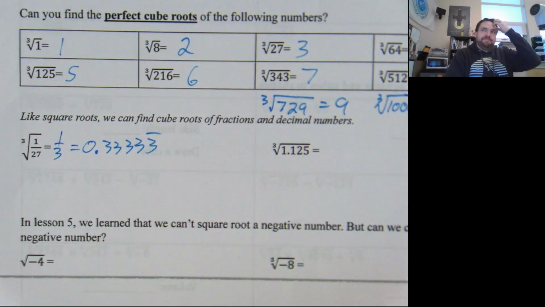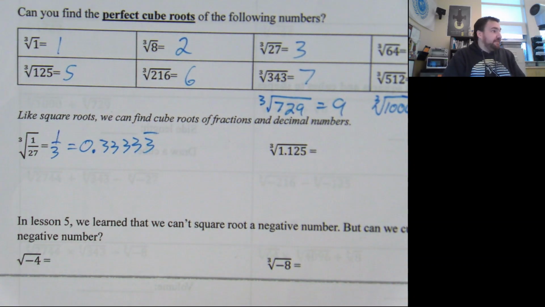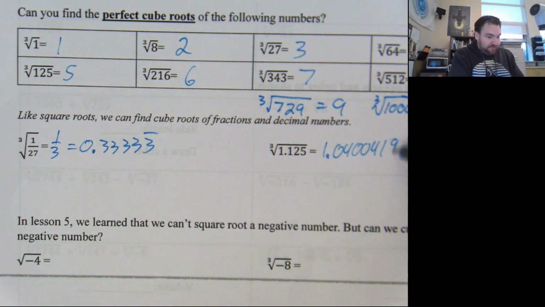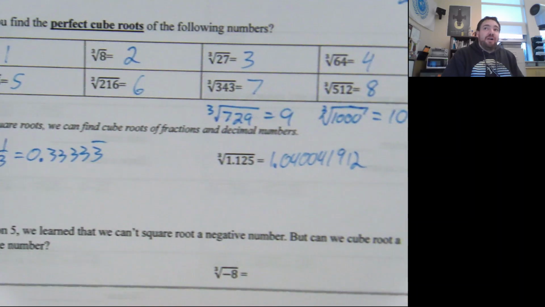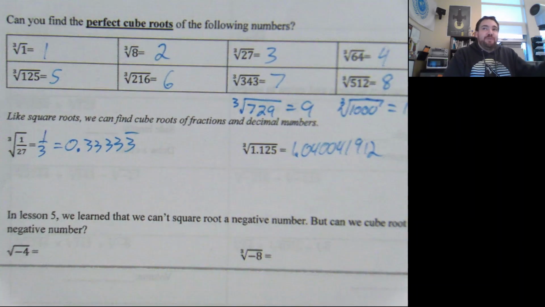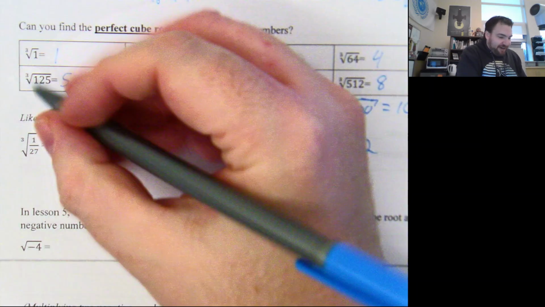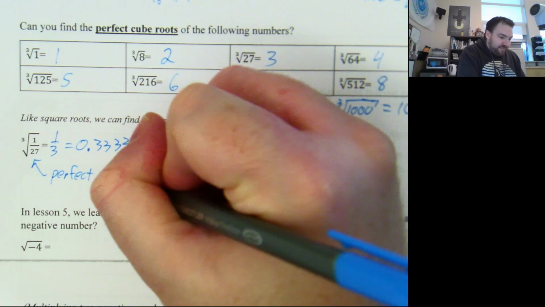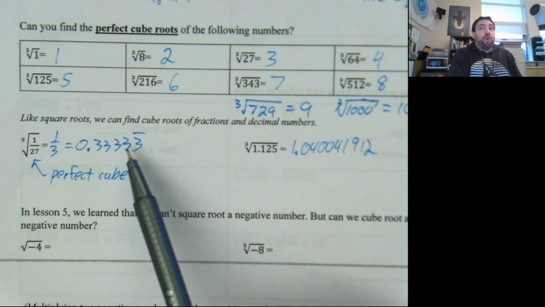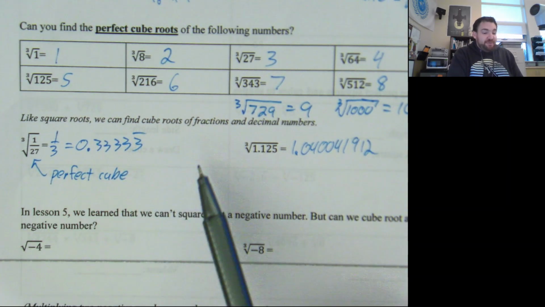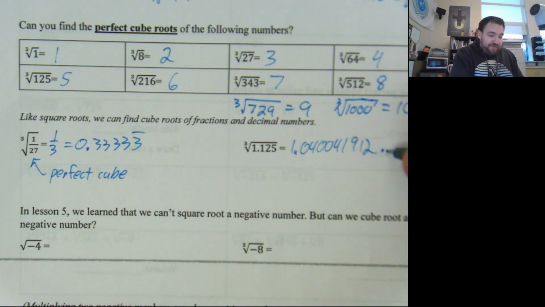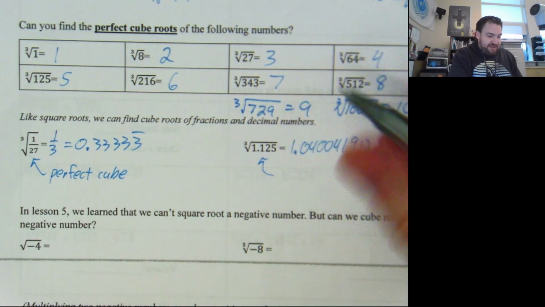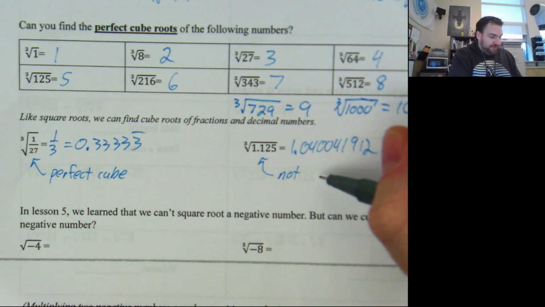What's this guy? What'd you get? What is the cube root of 1.125? Yeah, Denny. Excellent. So one of these is a perfect cube and the other is not. This guy right here is a perfect cube because you can have it as a fraction, or you can have it as a repeating decimal, or you can have it as a decimal that ends. This one here goes on forever. There is no repeating decimal. It is just a mash of numbers. This is not a perfect cube.